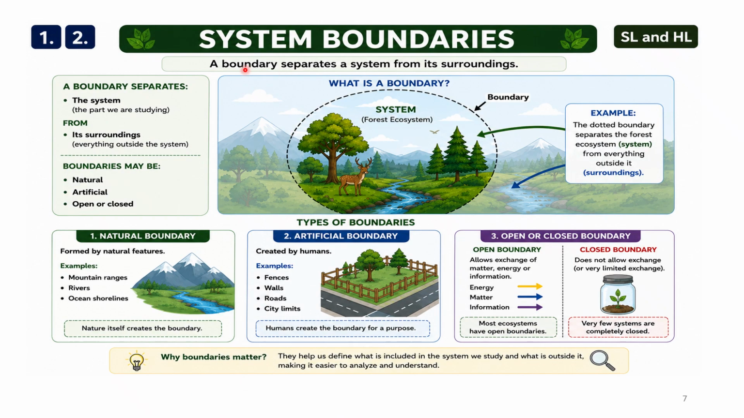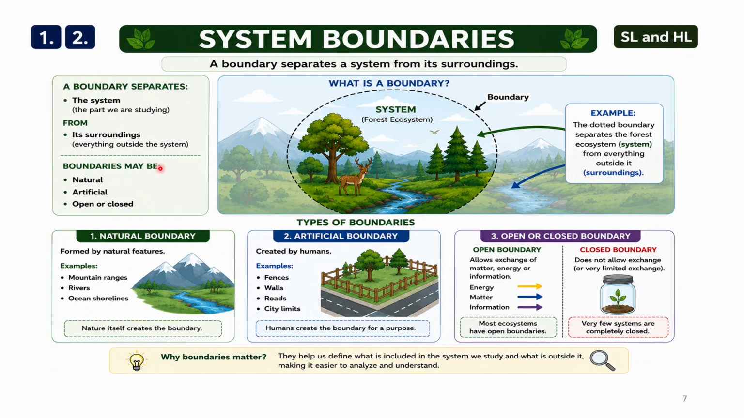System boundaries. A system boundary is the limit that separates a system from its surroundings. It helps us define what is included in the study and what remains outside. In the example shown, the dotted line around the forest ecosystem represents the boundary, while everything beyond it forms the surroundings. Boundaries are important because they allow us to focus on the interactions occurring within a specific system.